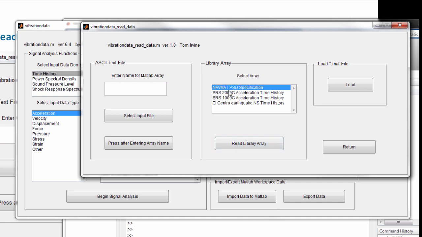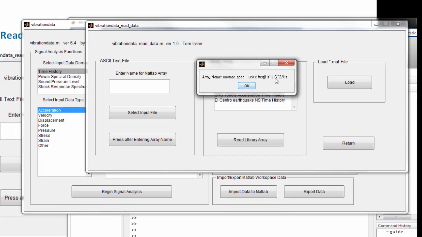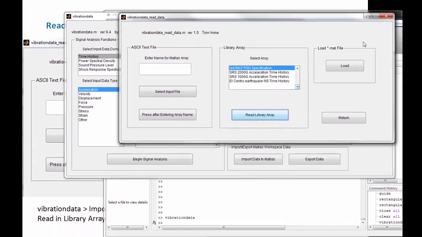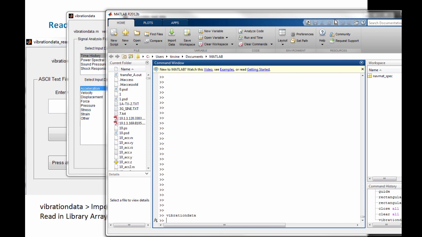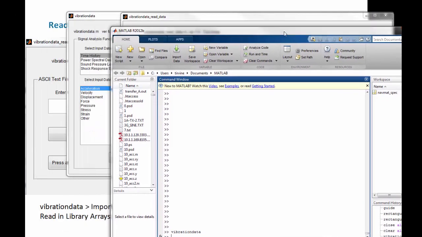And by the way, the four arrays you see listed there are now distributed in the vibration data zip file. So if you get the latest version of vibration data, download it, extract the files, you will get these data files. So let's read in the navmat spec because we're going to use that today. We've just read it in, and it's going to be navmat_spec. The units are frequency in hertz and g² per hertz. If you look over to our Matlab workspace, you can see that that array is now available.